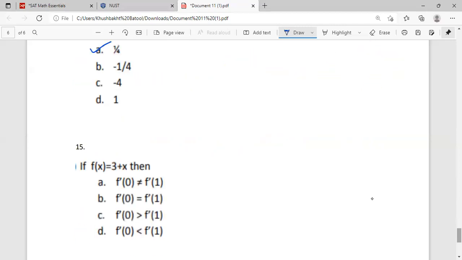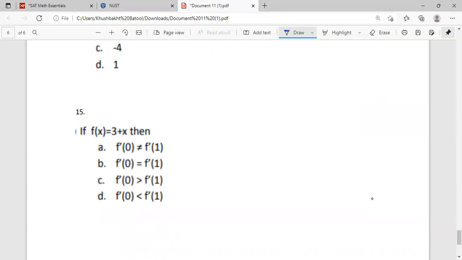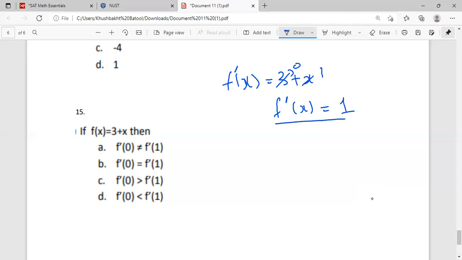And finally, we have the 15th question. That is the last question for today. If f of x is 3 plus x, then, now here we can see that every option has a derivative. Let's find the derivative of this function. If f of x is 3 plus x, the derivative f dash would be 1. Derivative of 3 would be 0 and derivative of x would be 1. So 1, right? If we have a constant function, the derivative is constant. So if we have 0, 1, 2, 3, any number in x is not going to change the value of the derivative.